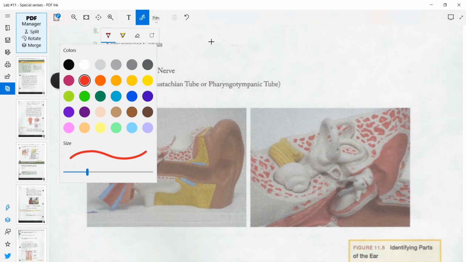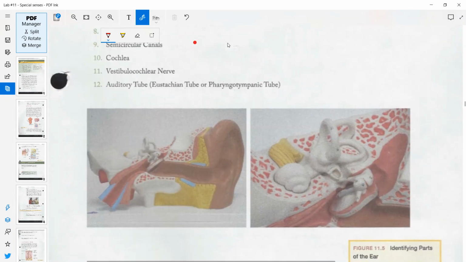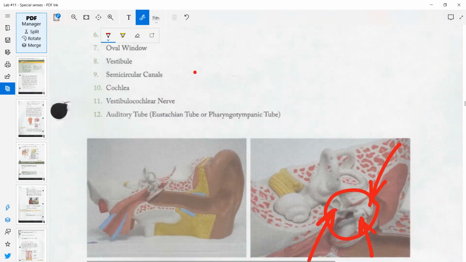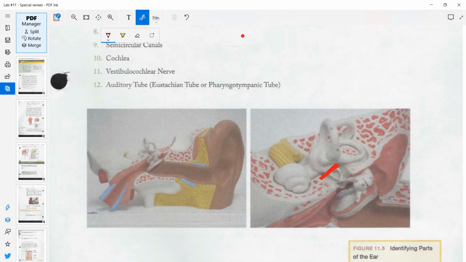I'm going to be erasing ink from time to time. Malleus, incus, and stapes. So these are 3 auditory ossicles here. This is malleus. It is attached to the tympanic membrane. This is incus. This is stapes. Oval window you can't really see. Oval window is located right under here, under the stapes.